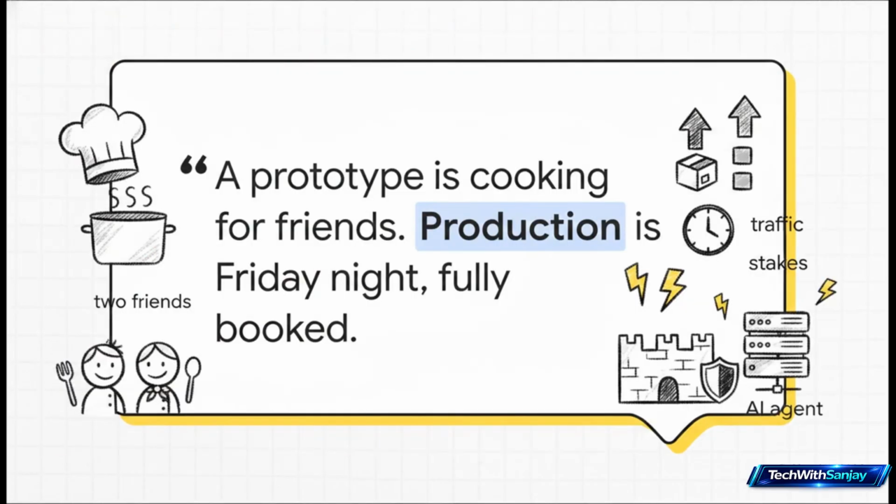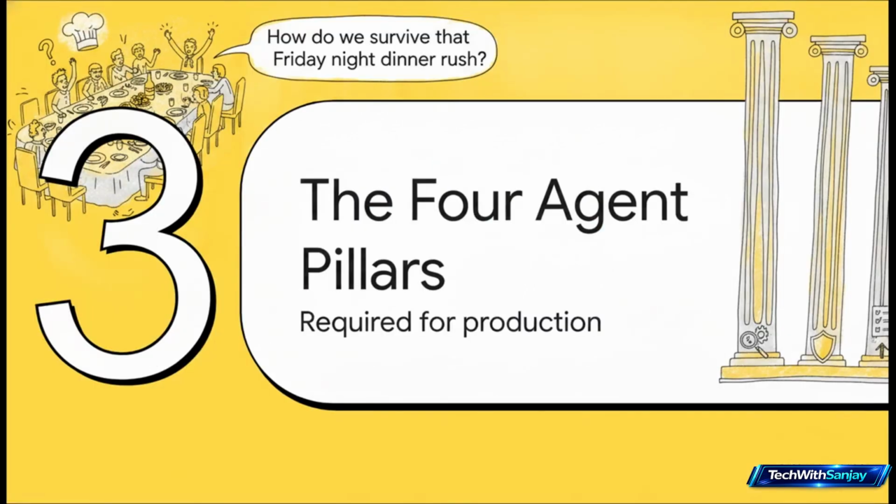I love this summary from our source material. A prototype is cooking for 2 friends at home. Production is Friday night, fully booked, and the orders don't stop coming. When you take your agents out of demo mode, the stakes and the required stability just skyrocket. You aren't just trying to get the right answer anymore, you're trying to survive the rush. So how exactly do we survive that Friday night rush?